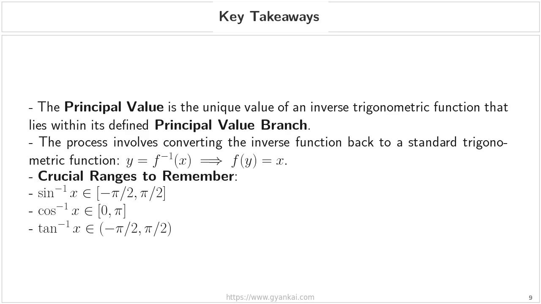Finally, the most critical part for your grade 12 mathematics exams is memorizing these specific ranges. For the inverse sine of x, the principal value must lie between -π/2 and π/2, inclusive. For the inverse cosine of x, the range is from 0 to π, inclusive. And for the inverse tangent of x, the value must be between -π/2 and π/2, though note that for tangent, the endpoints are excluded. By keeping these ranges in mind and following the conversion process, you can avoid the common pitfalls we discussed and accurately calculate the principal value every time.